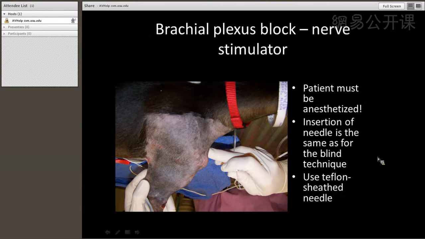To use a nerve stimulator, everything is basically going to be the same, but you need to have a patient that's anesthetized. Nerve stimulation can be somewhat painful, and I made a mistake one day of putting a nerve stimulator on myself, and it was not pleasant. So you definitely don't want to do this in an awake patient. Your insertion of the needle is going to be at the same point, but to do this, we use what's called Teflon sheathed needles. And so the only part of the needle that will stimulate the brachial plexus nerves is going to be the very cut tip of the bevel.